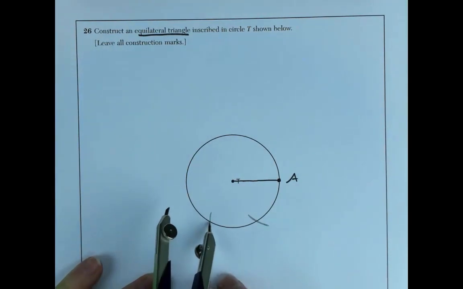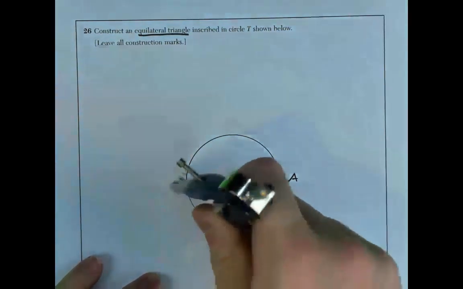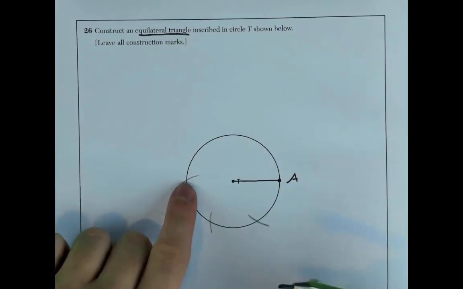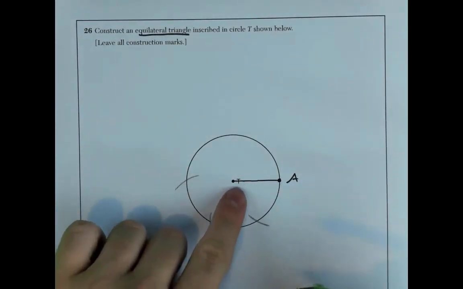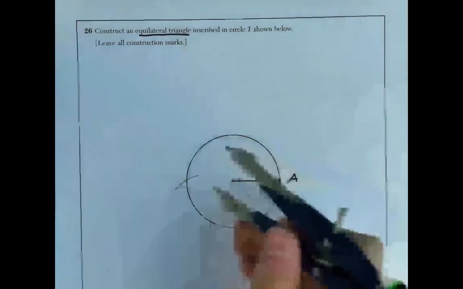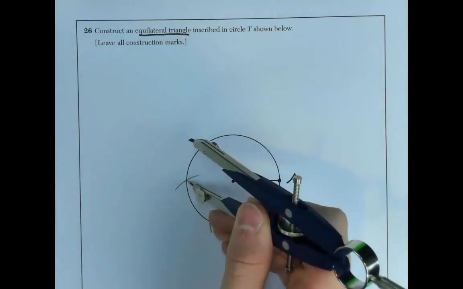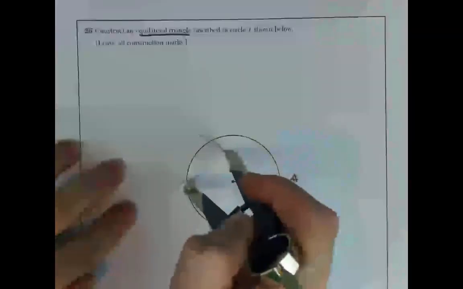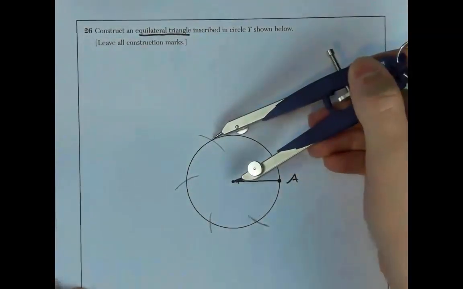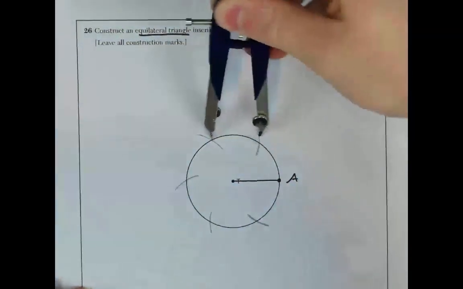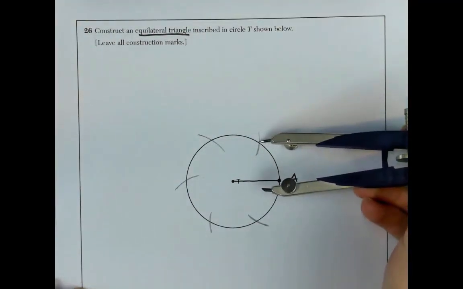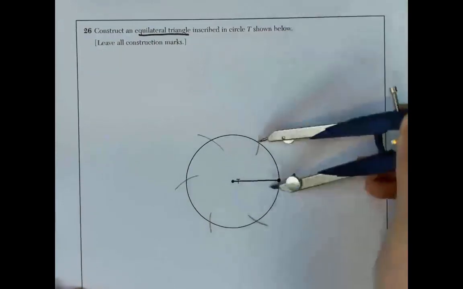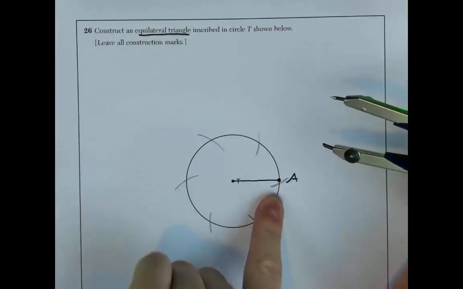So now, once again, I place my compass point on the new arc and I repeat the process. Now, if this point lines up well with the diameter, we're off to a good start, and so far it does. And let's keep on going. There's my fourth arc. Here's my fifth arc. And last but not least, here is my sixth arc. And it's pretty darn close to A.